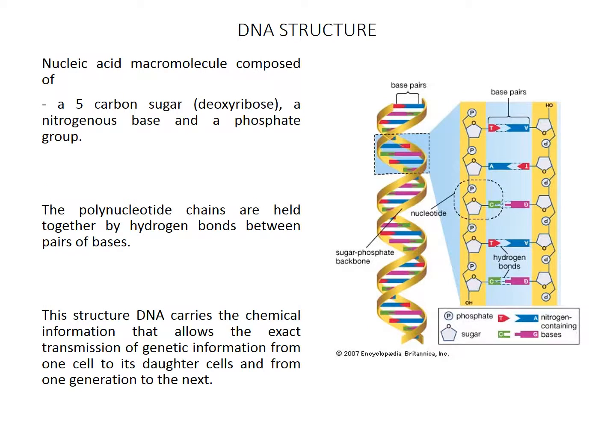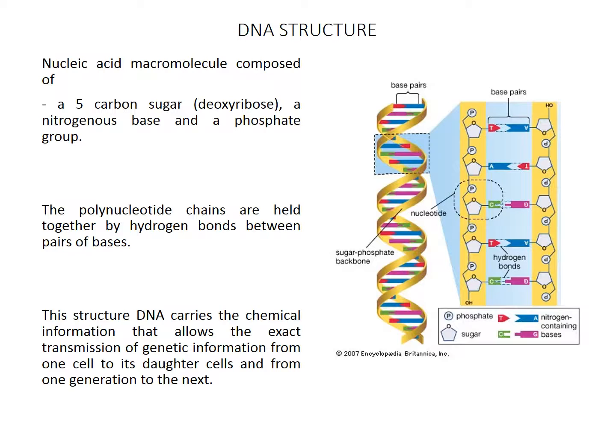So what is this DNA structure? Because you need to understand DNA structure in order to be able to understand how the gene transcription and gene translation happens. So the DNA structure is a polynucleotide of nucleic acids, which is composed of the 5-carbon sugar, the deoxyribose, a nitrogenous base, which can be either a purine or a pyrimidine base, and then a phosphate group. Now these two chains that run parallel to each other are bonded together by hydrogen bonds.